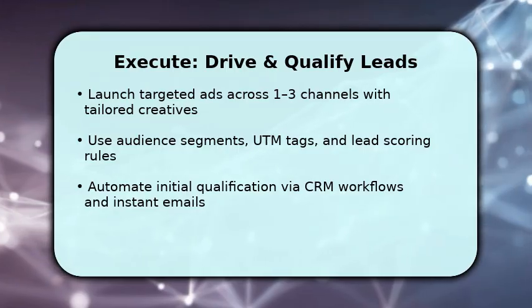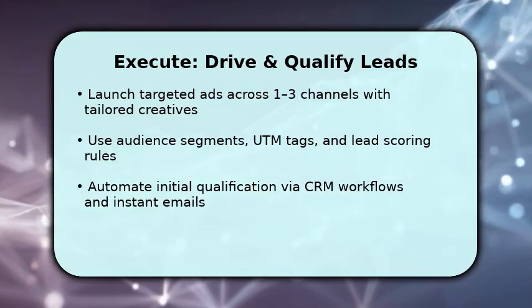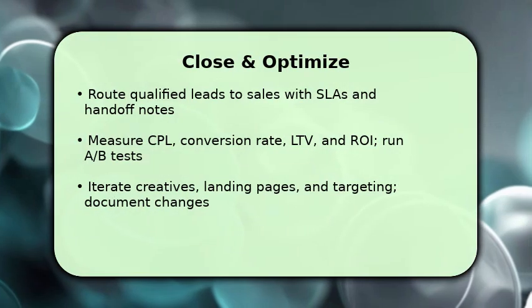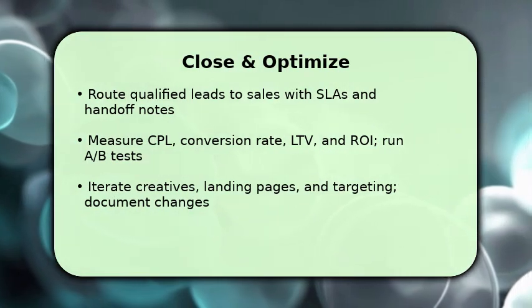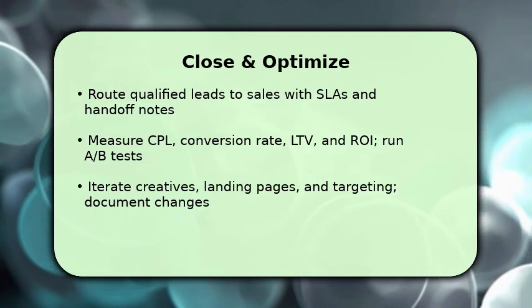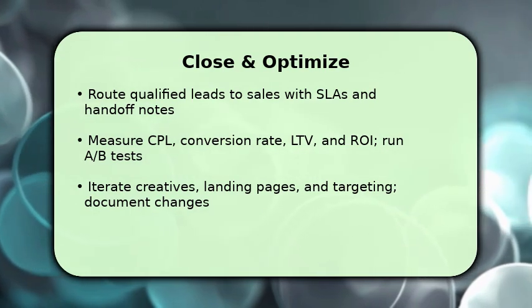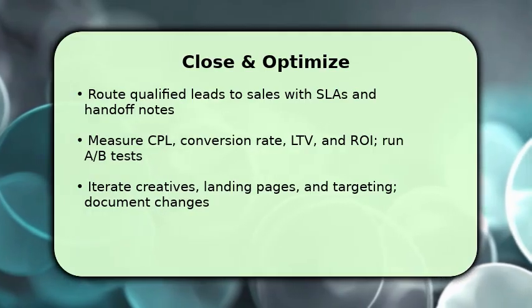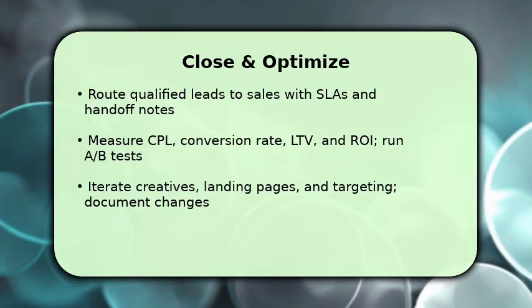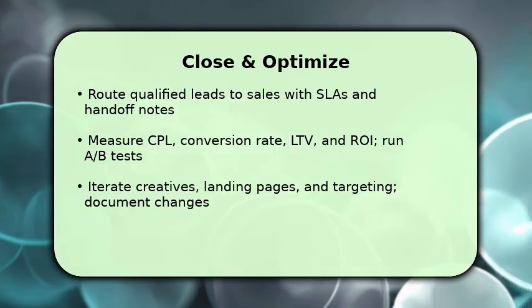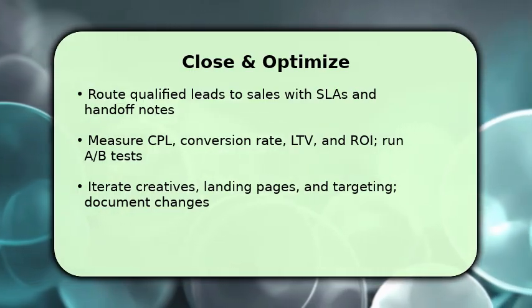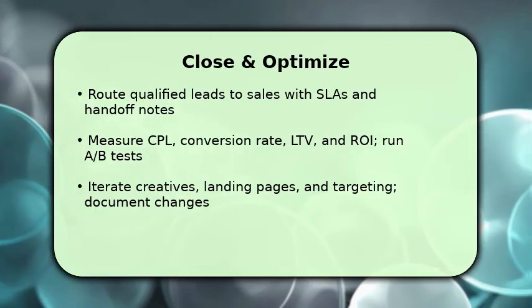Make sure to monitor cost per lead so you finalize by routing qualified leads to sales with clear SLAs and context so reps can convert efficiently. Then measure key metrics: cost per lead, conversion rates, and projected lifetime value to understand ROI. Run A/B tests to improve each element. Once you see patterns, iterate creatives, landing pages, and audience settings.